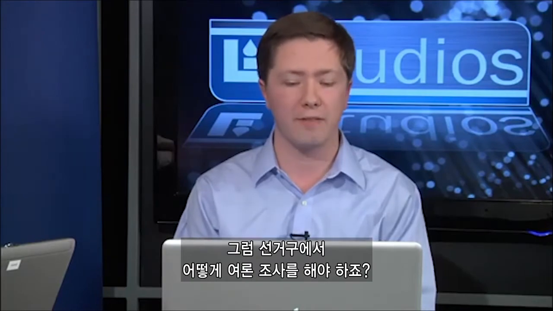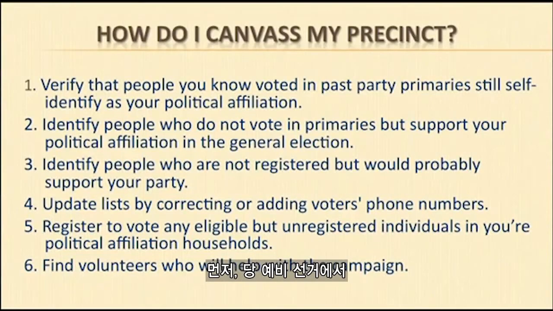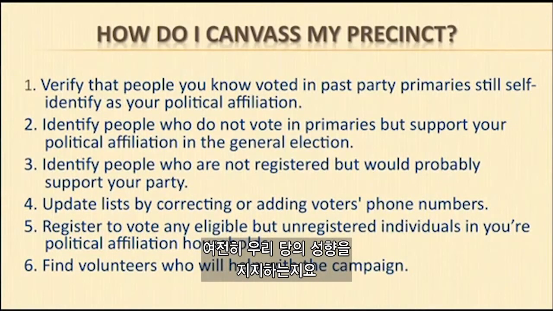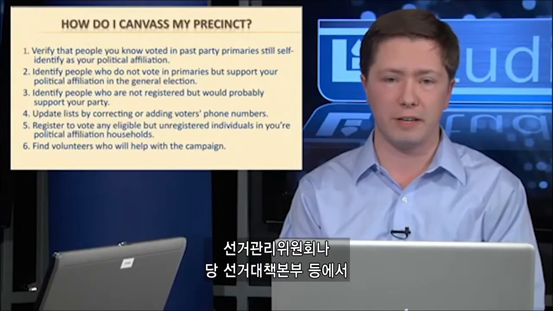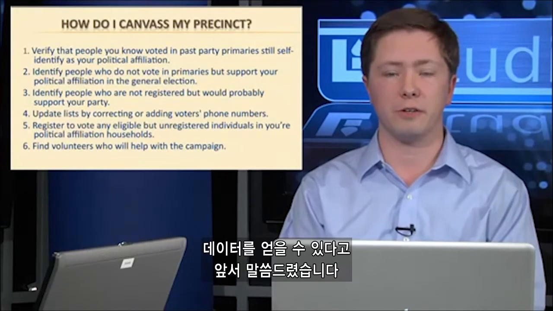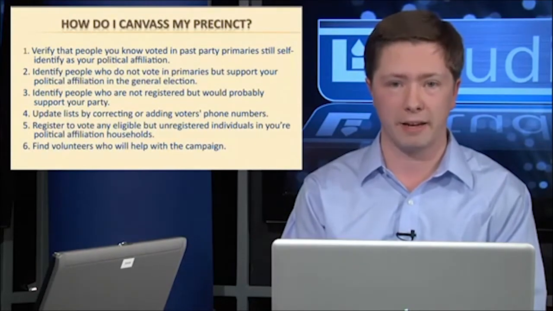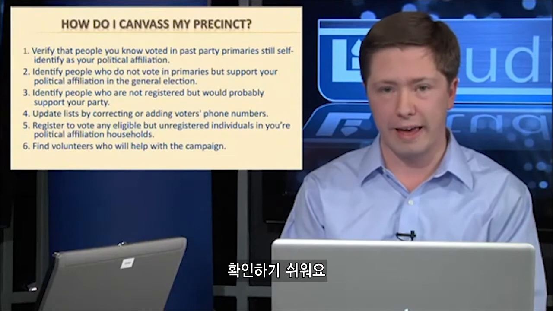So how would you go about canvassing your precinct? First of all, you want to verify that people who voted in past party primaries still self-identify as your political affiliation. And this is fairly easy to ascertain. Like I said earlier, you would just go to the County Board of Elections or your local election body and you would request the data.